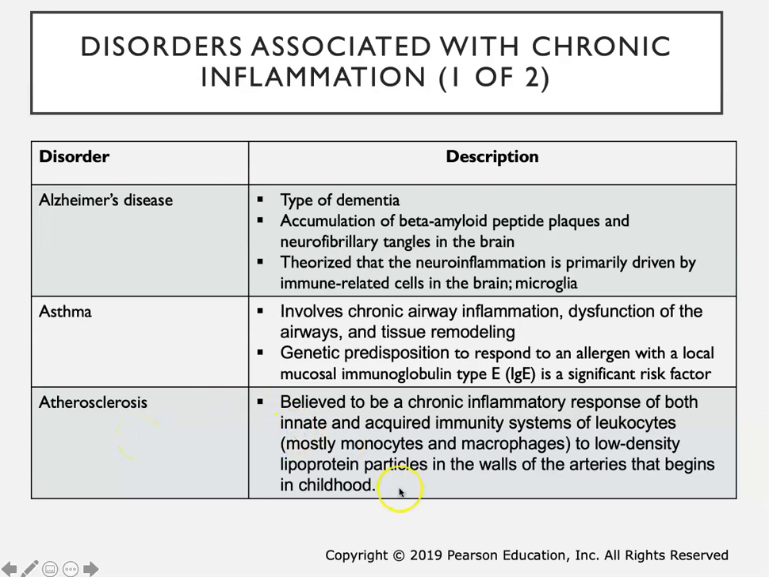Atherosclerosis. Okay, I've talked about this. I feel like I talked about it a couple times, right? In the fact that we think about atherosclerosis as being just lipid buildup in the blood vessels, but it has a lot to do with inflammation. Okay, so it says here that it's believed to be a chronic inflammatory response, right, of both innate and acquired immunity. Basically white blood cells, right, leukocytes, mostly monocytes and macrophages, to that LDL, that low density lipoprotein that basically accumulates in the walls of arteries. So once you have too much of that LDL around and accumulating in the arteries, it leads to that inflammatory response.